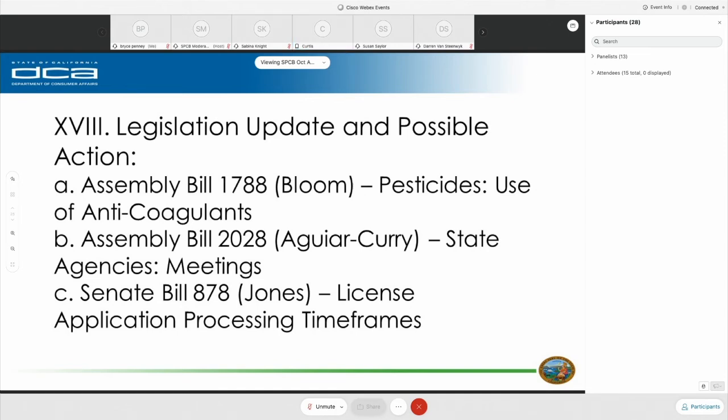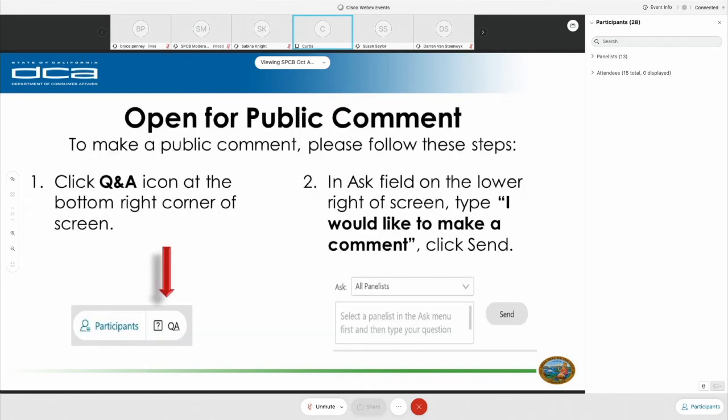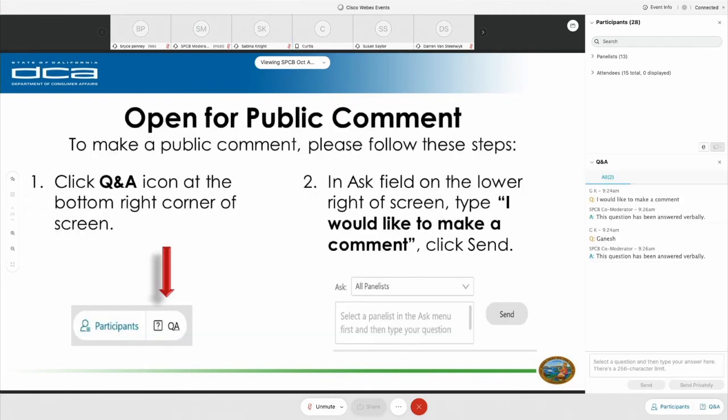Public comment? Great, this is the moderator, and at the direction of the board, I've opened up the Q&A panel for public comment. Members of the public, if you would like to make a comment, please click on the Q&A icon at the bottom right-hand corner of your screen. And then in the Ask field, typically in the lower right-hand corner of your screen, please type, "I would like to make a comment," and send to all panelists. I will pause a moment to allow them time to access that Q&A feature.